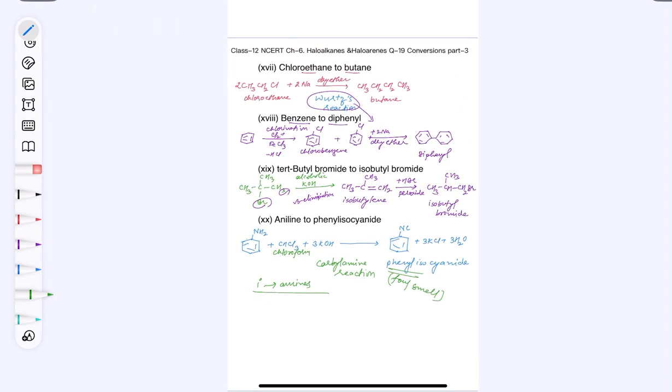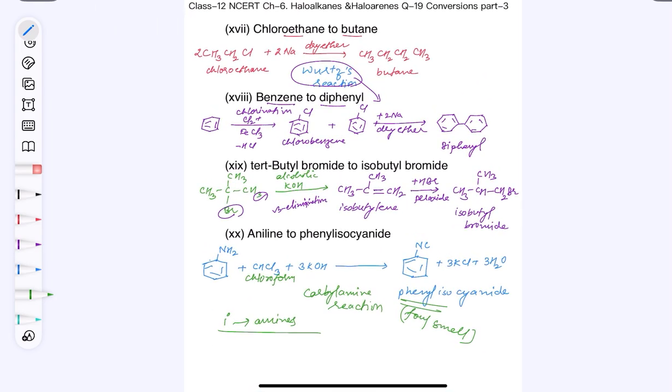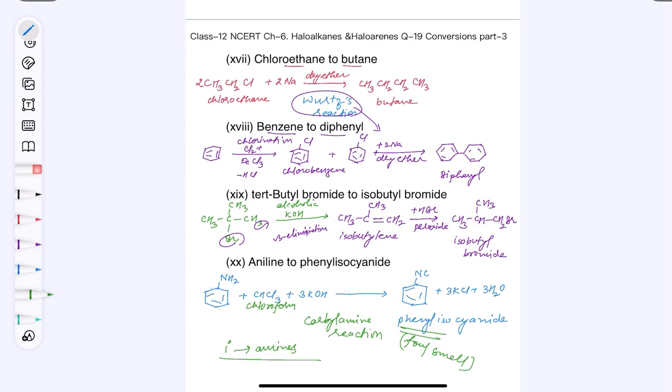So you can just have a look at the conversions all together on one page this way.